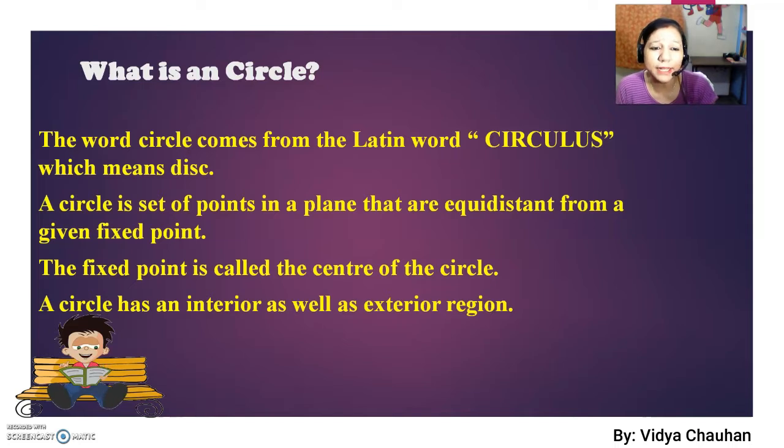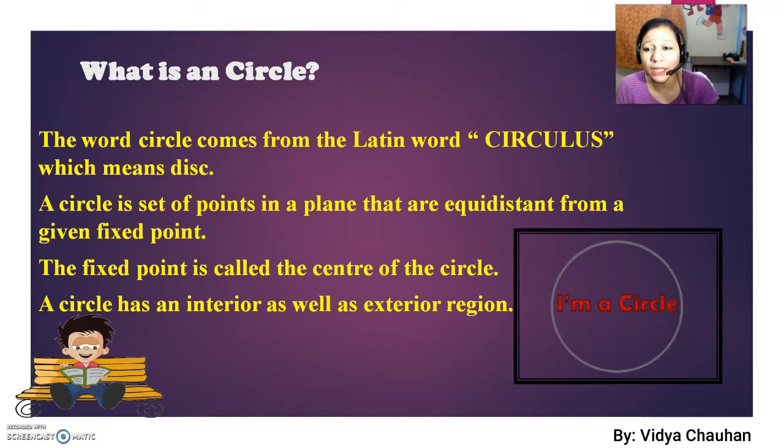A circle is a set of points in a plane that are equidistant from a given fixed point. The fixed point is called the center of the circle, and the circle has an interior as well as an exterior region. As you can see a circle here, the portion inside the circle is called the interior portion, and the portion outside the circle is called the exterior region of a circle. So this is what a circle is.